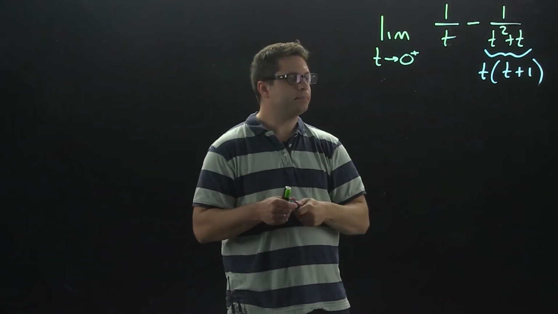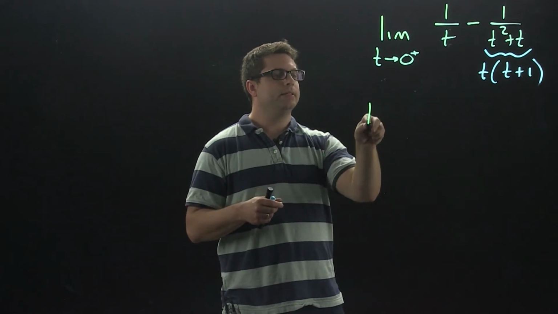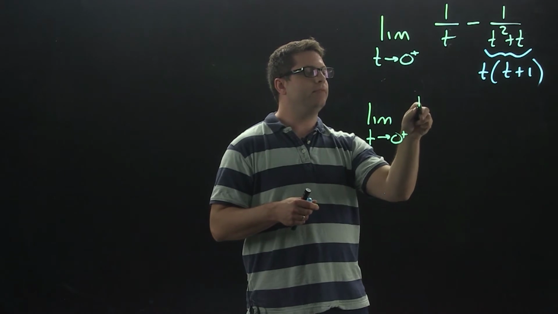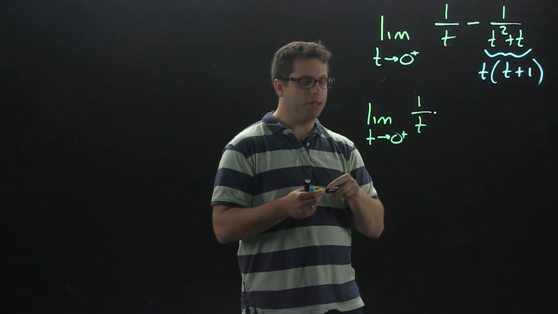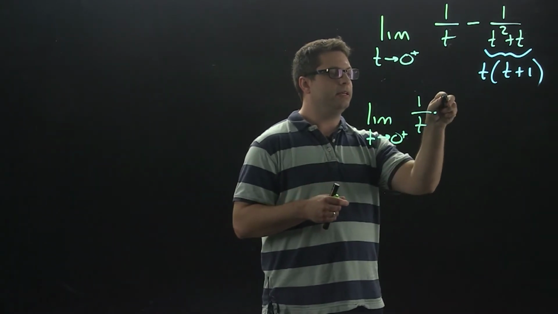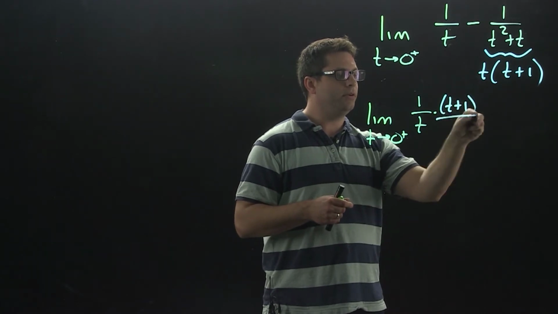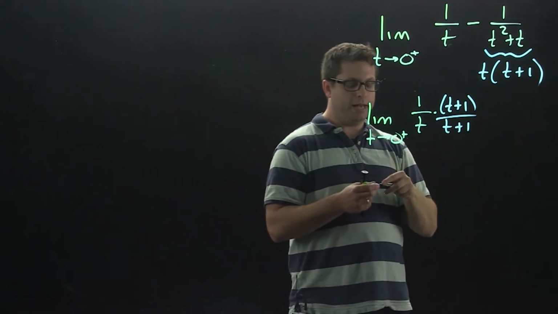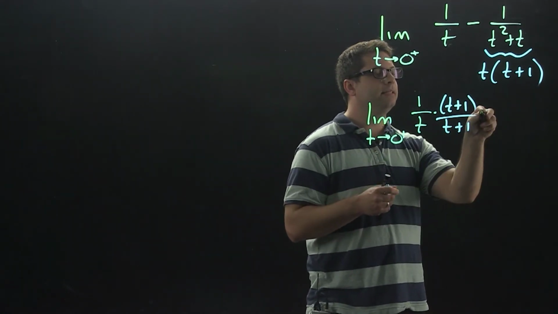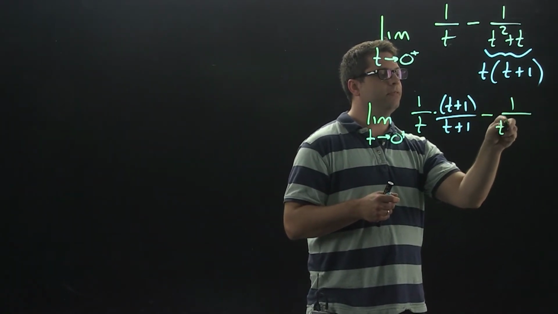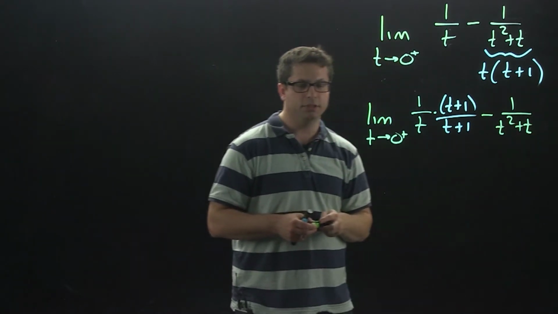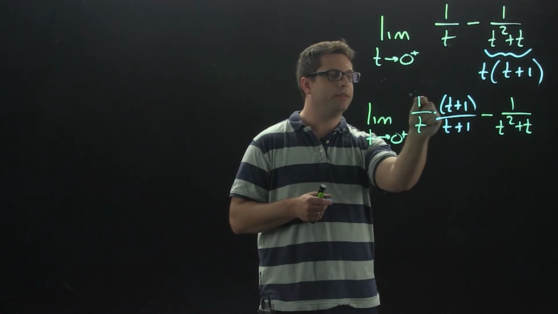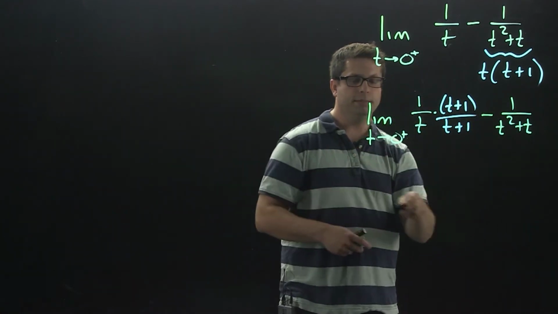So I'll show you. We have limit t goes to 0. So you'll have 1 over t and then multiply by, again, the t plus 1 over t plus 1. And then you'll have minus the original, okay, since we don't have to change anything on that. Next step is we're just going to multiply the numerator out and then simplify.